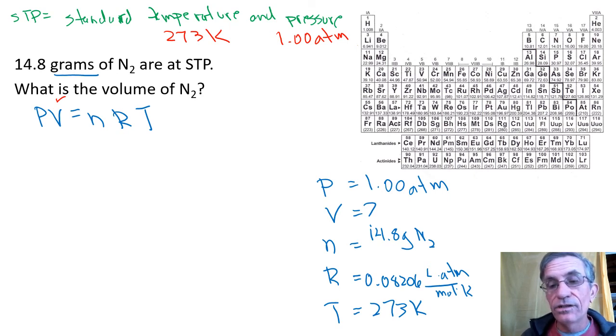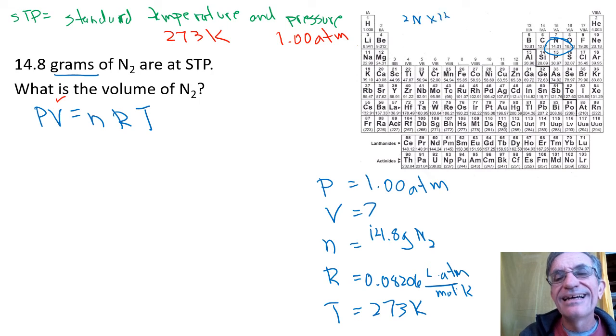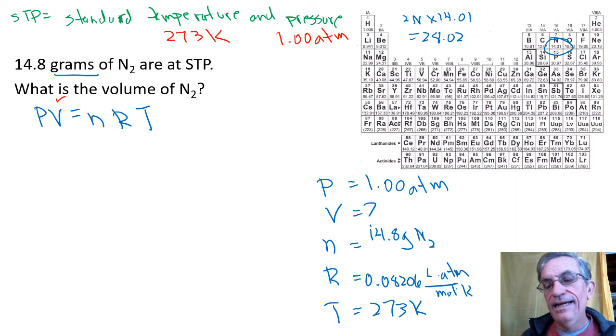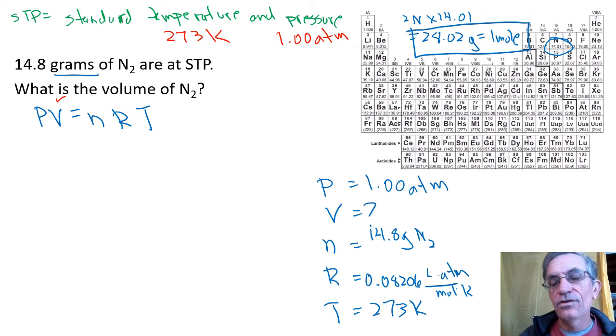How do you do that? You use your periodic table again, right? Nitrogen is 14.01, and 2 nitrogens is going to make 28.02, and that's how many grams equals a mole. 28.02 grams makes a mole. All right, so with that, let's go ahead and see what we can do.